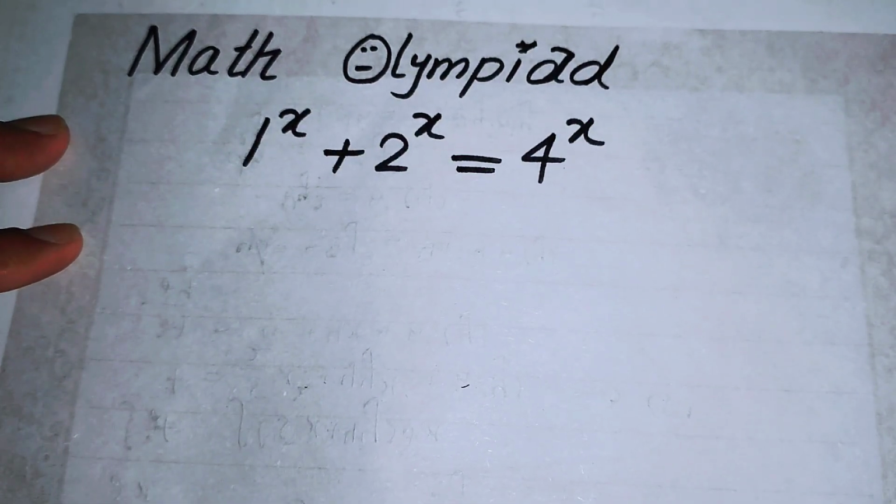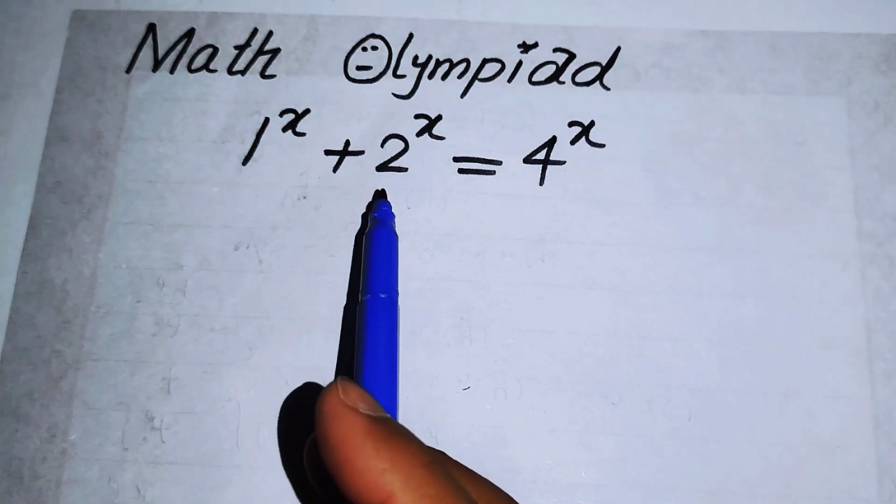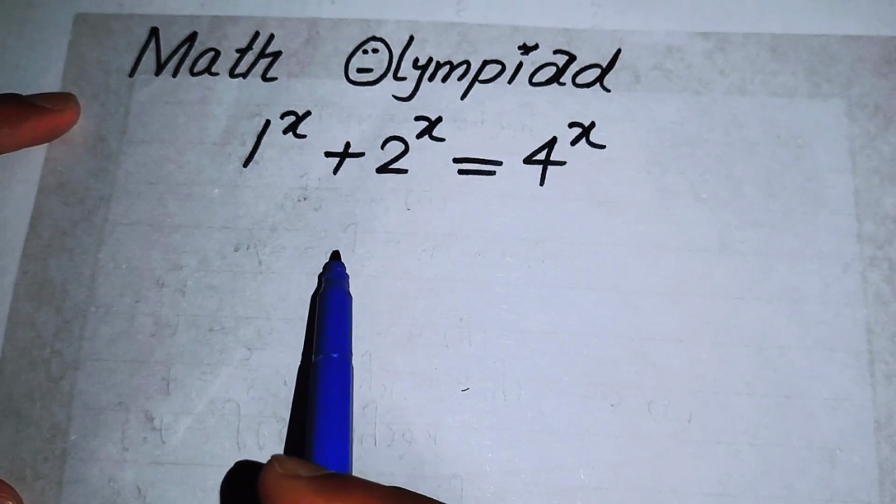In this video we are going to solve this nice exponential problem, and here we have 1 to the power of x plus 2 to the power of x is equal to 4 to the power of x, and we will solve this problem for the value of x.